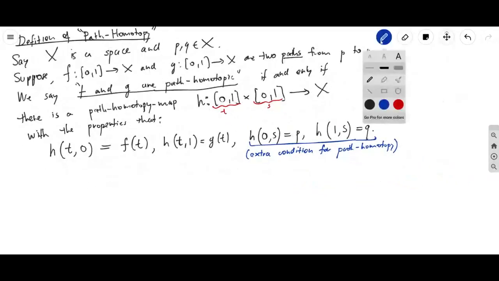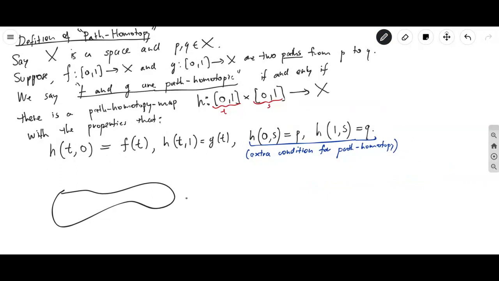So here's the picture for what we're saying. We have some kind of space X, and we have two points, a point P and a point Q. When S is 0, we get one path. This is F. When you set S equal to 1, you get another path. This is G. And the entire idea is that when S is between 0 and 1, you always begin at P, and you always end at Q.